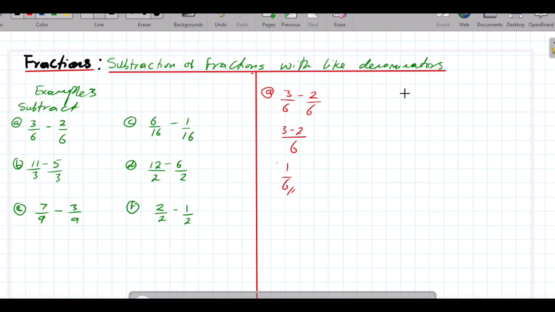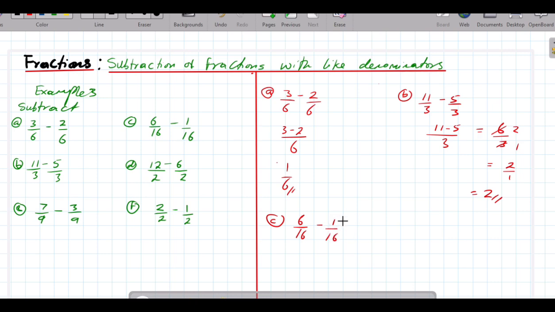Alright, so we move to the second number, which is B. We have 11 over 3 minus 5 over 3. Since our denominators are the same, all we need to do is write our denominator, which is 3. Then we subtract the numerators given to us, and this gives us 6 over 3. This number, we can change it to a mixed fraction, or we simplify further. Now, 3 can go in 6 how many times? 2. And 3 can go in 3 just 1. We have 2 over 1, and our final answer is going to be 2, because 2 over 1 is still the same thing as 2.